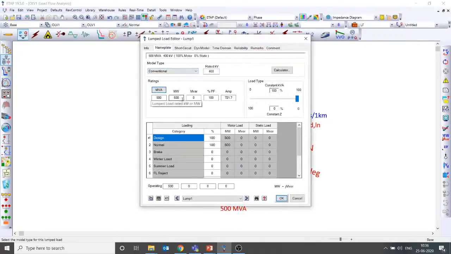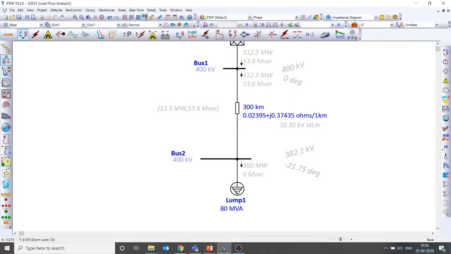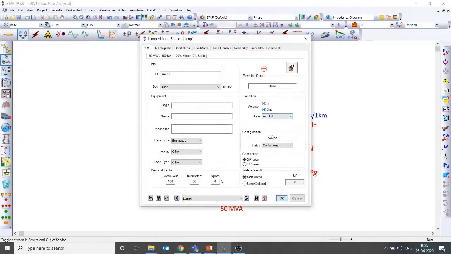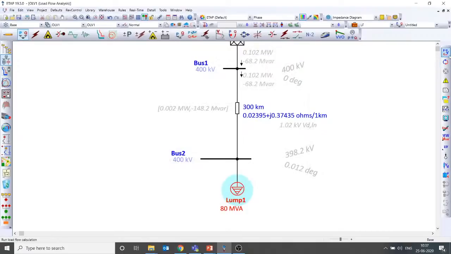There is no shunt reactor available in ETAP, so I am replacing it with the load itself. I am putting an 80 MVA reactor. Treat this as a reactor instead of a load. That helps you reduce the Ferranti effect. If I don't have a load, you can see this is the Ferranti effect. So how to mitigate the Ferranti effect? By adding a shunt reactor.